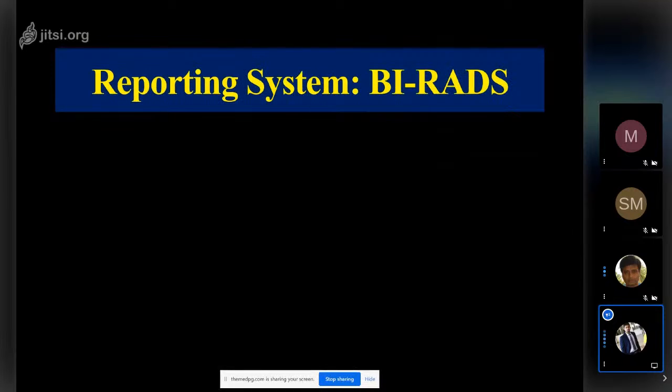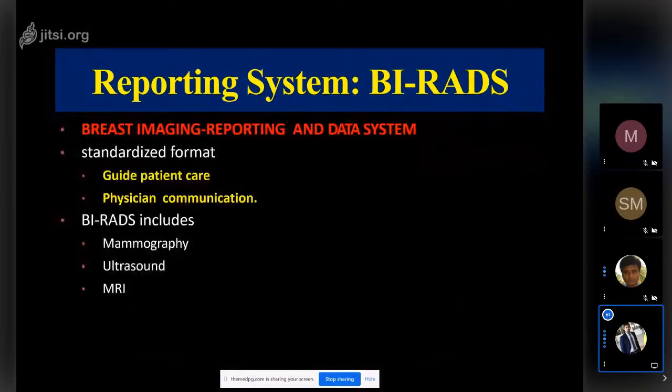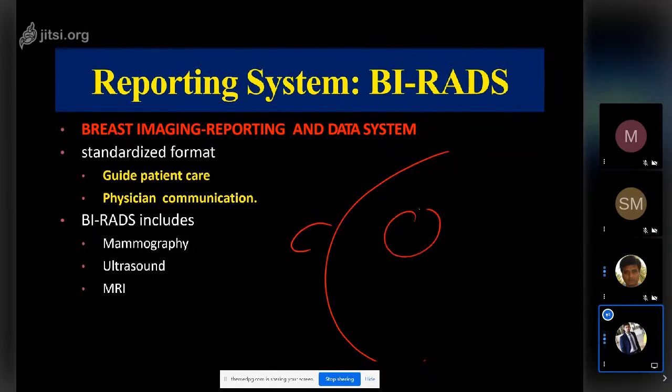Okay, so this is nothing but the BIRADS system, breast imaging, reporting, and data system. So this is the BIRADS. Why is this done? This is done to standardize patient care and physician communication. What used to happen? There is some lesion in the breast. Okay, this is a breast. There is one lesion in the breast.